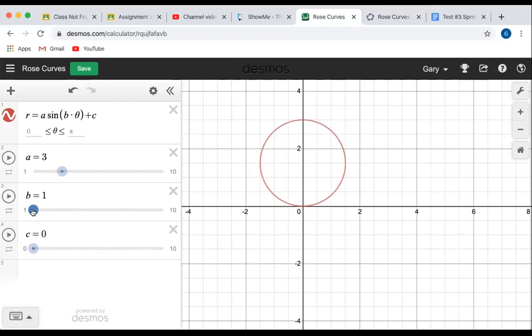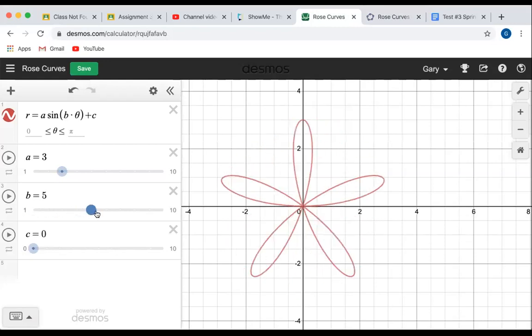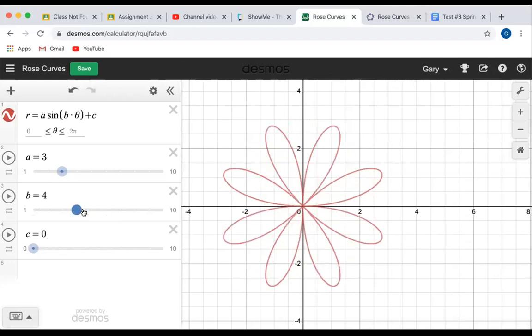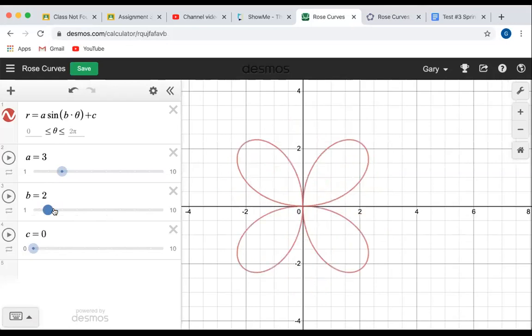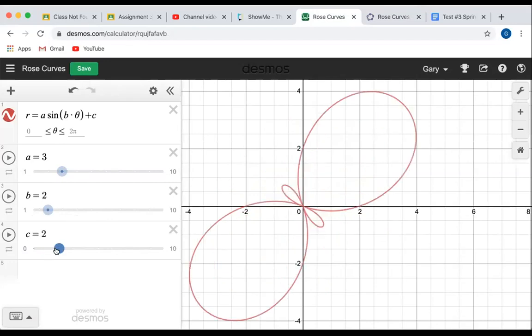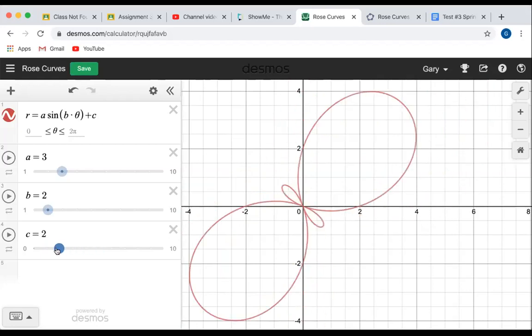Maybe I should show you now. Here's 2, and here was 6. So 6 made 12 petals, 4 makes 8 petals, 2 makes 4 petals. And when I throw the +1 here, check it out. And if I make it different, the petals get smaller and other things start happening.